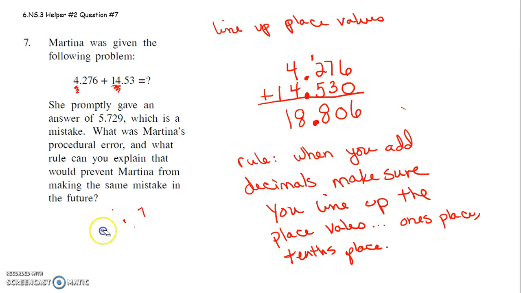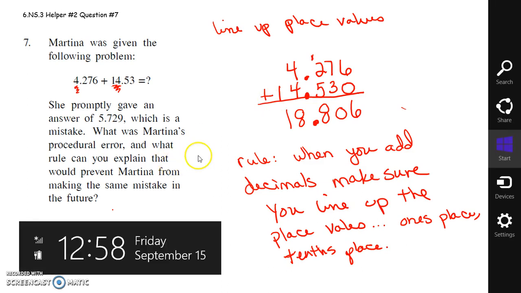I bet you that's how she came up with 5 as an answer. Ooh, that is not good. So she forgot to line up her decimal points or line up her place values. And if you remember always to line up those decimal points or line up your ones place, your tenths place, and so on, then you're guaranteed to get the right answer. I hope that helped.